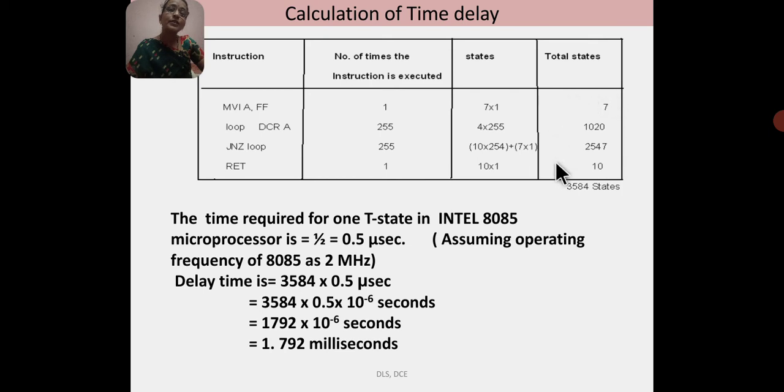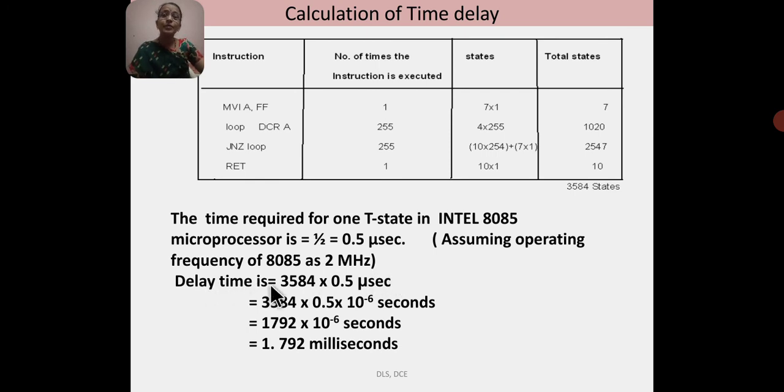The total T states required to execute this program will be 3584. Once we know the T states, it is easier to calculate the delay time. The time required for one T state in the 8085 microprocessor is 1 by 2, that is equal to 0.5 microsecond. Here we are assuming that the operating frequency of the 8085 is 2 megahertz.